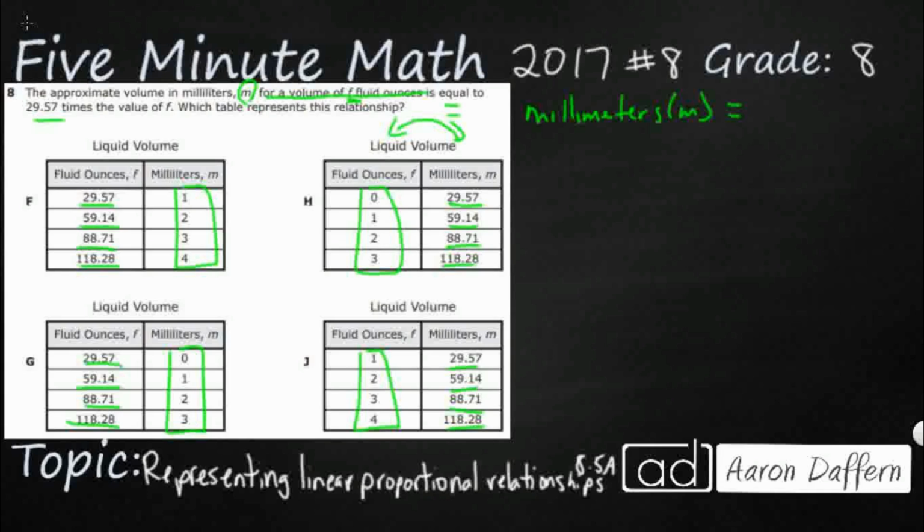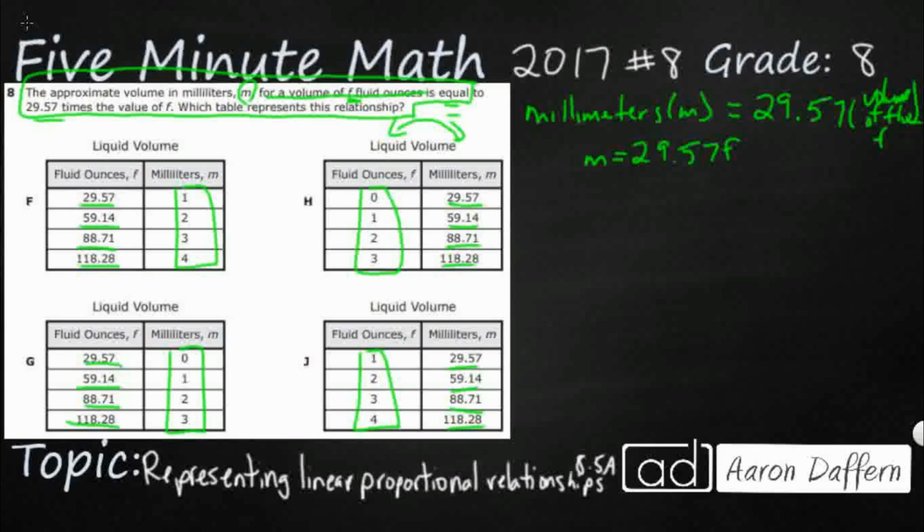there's that 29.57 times the value of F, which is the volume of fluid ounces, FLOZ, that's my fluid ounces, or F. So if I wanted to be a little bit more precise, I could just say M equals 29.57F. Well, if they would have given that to you, it would have been really simple. But that's the trick here, being able to read this problem and interpret that into some type of equation.